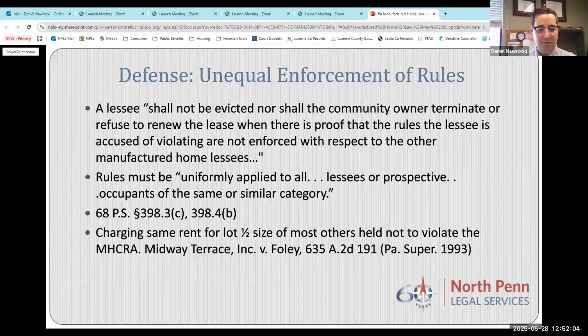And we ended up settling it with the property manager, and he stayed there for several years, and then he was evicted for non-payment of rent, I think in a second case 4 years later. But we kept him there for a long time. They weren't able to evict him for the yard upkeep issue. We argued unequal enforcement of the rules in that case, because the MHCRA requires that the rules be uniformly applied to everyone in the park.